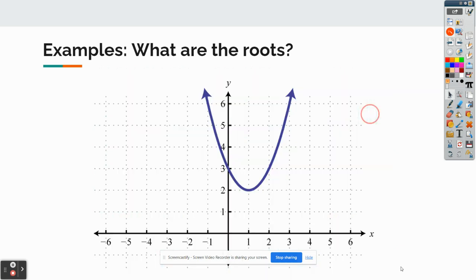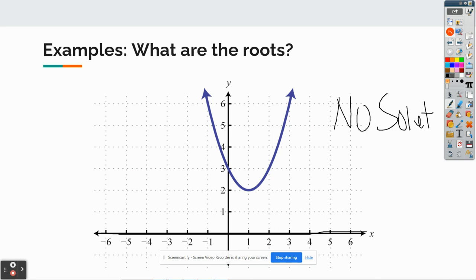All right, one more. What are the roots of this one? Well, you can see the x-axis is down here. This graph is above the x-axis. It does not touch the x-axis. So this has no roots, or this would have no solutions. No solutions. All right, so keep in mind that they don't have to cross the x-axis.